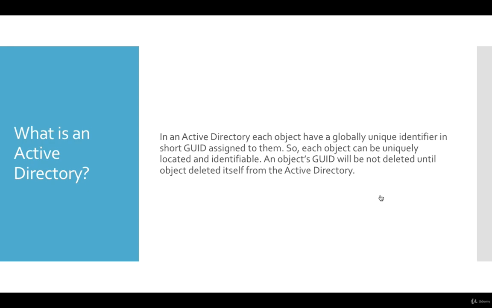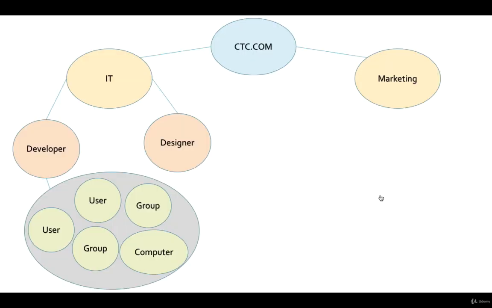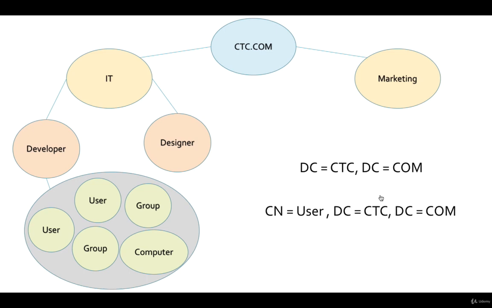To remember specific objects in Active Directory, each object is also identified with a distinguished name, which can be identified easily. A relative distinguished name, in short RDN, is used to reference an object within its parent container in the directory. Here in this example for ctc.com, the distinguished name can be defined as domain component ctc and domain component com, and a relative distinguished name for a user in the container inside the ctc.com domain can be defined as common name user, domain component ctc, and domain component com.